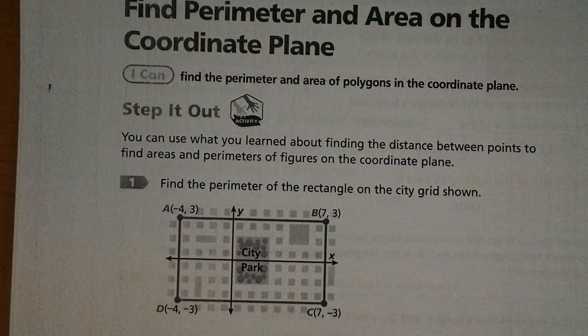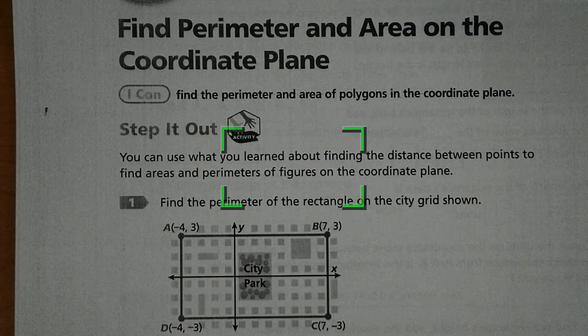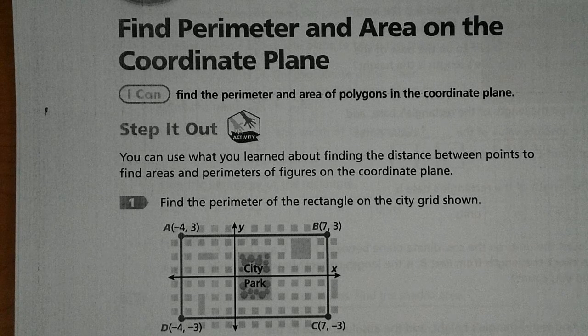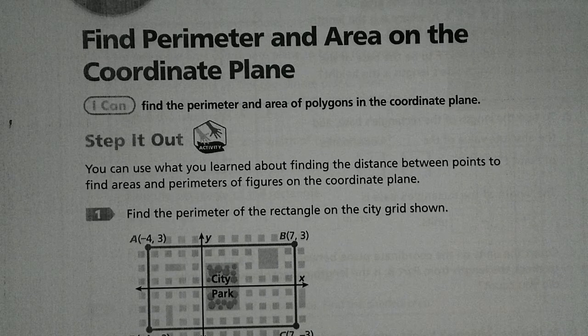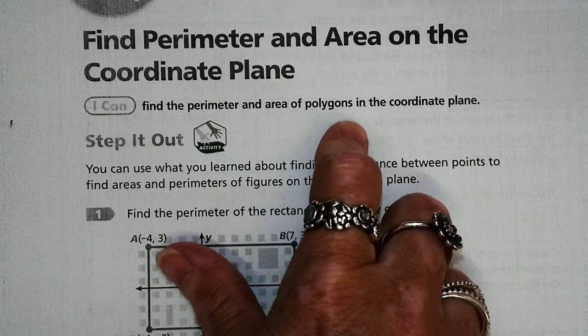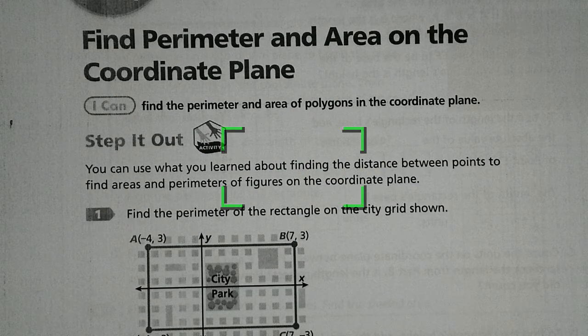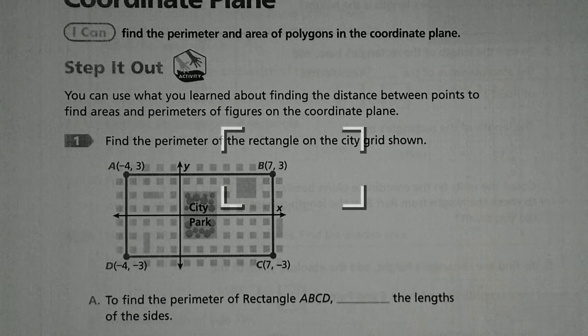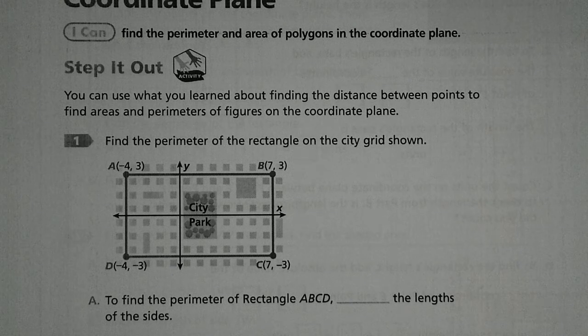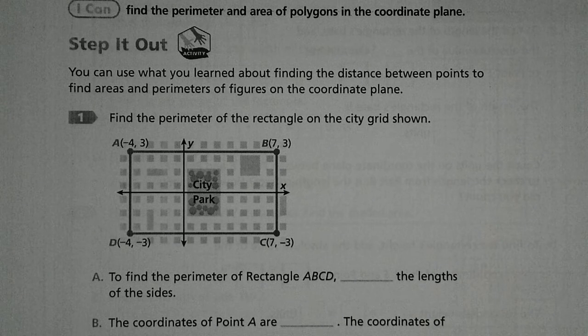Alright, so today we are going to find perimeter and area on the coordinate plane. So that is your objective. You will be able to find perimeter and area of polygons in the coordinate plane. So it says you can use what you have learned about finding the distance between points to find areas and perimeters of figures on the coordinate plane.